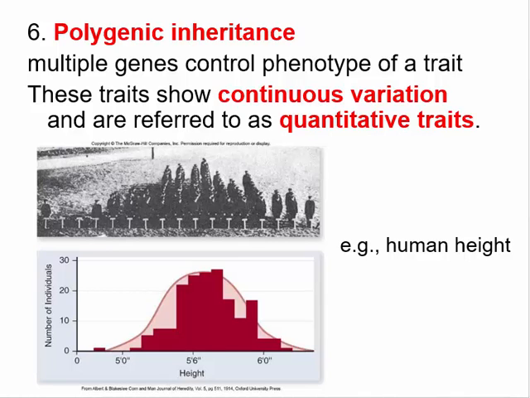These are referred to as quantitative traits. And so there's multiple alleles involved. That increases the number of potential outcomes. And as we'll see in the next extension to Mendel, environment also plays a role.